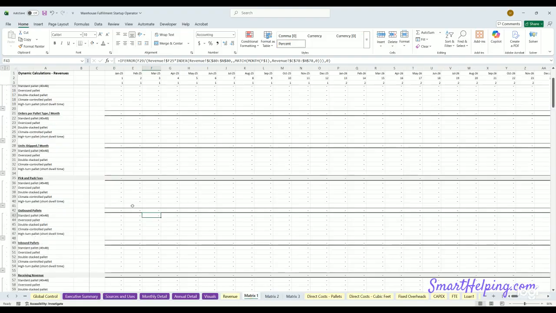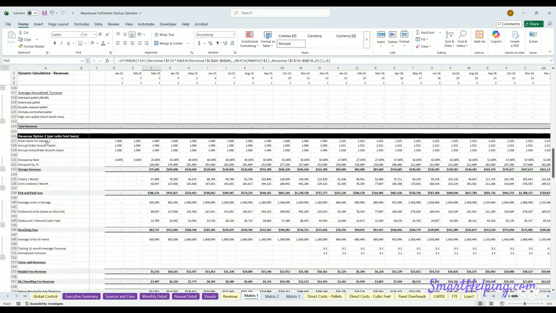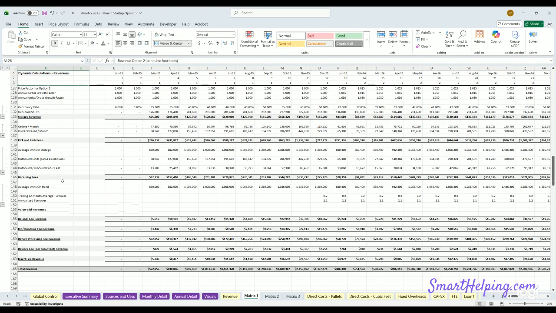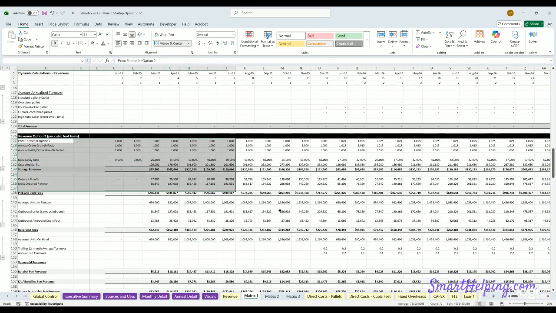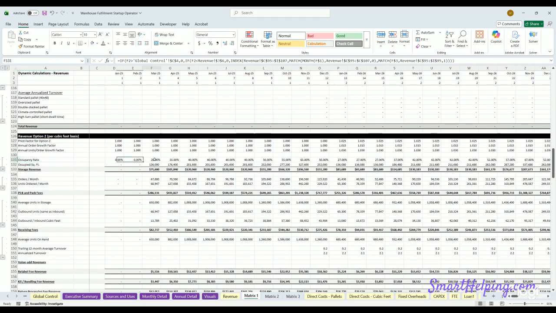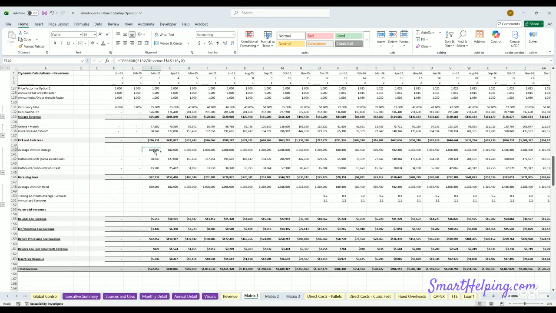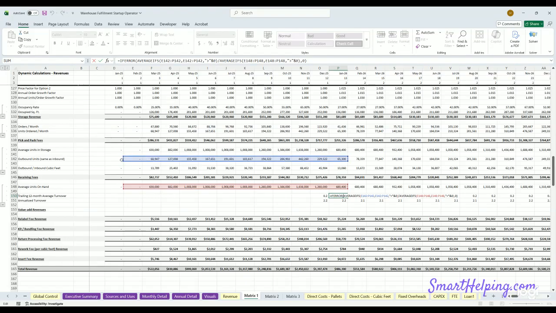And you can see in matrix 1, if we go down here to revenue for option 2, this is where we have all of the things I just talked about. So your occupancy rate, occupied square feet, storage revenue, how many orders you're doing, your pick and pack fees based on that activity, receiving fees based on cubic foot inbound, average units on hand, and we still can count average inventory turns based on your outbound units against your average units on hand.